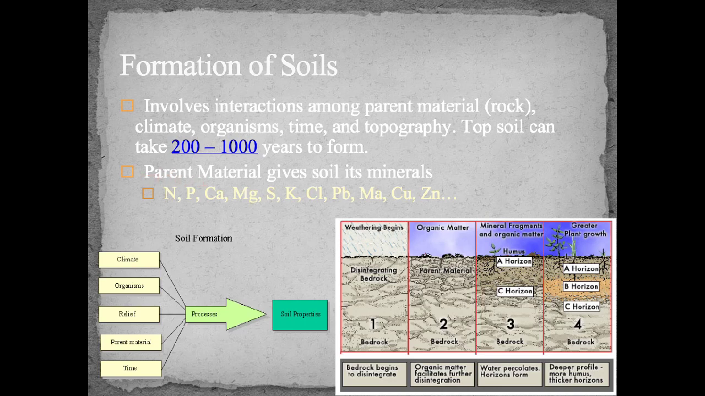A lot of the parent material gives the soil its minerals such as nitrogen, phosphorus, potassium, calcium, magnesium, sulfur, chlorine, iron, manganese, copper, and zinc. That material is broken up into smaller bits by the weathering process, and plants can then absorb them for their mineral wealth. So here is a nice diagram showing the process of how soils are formed.